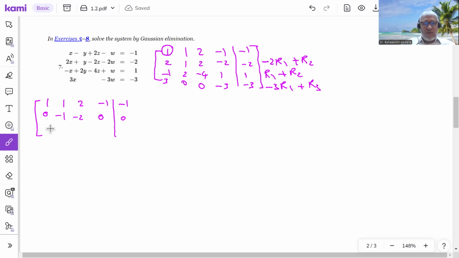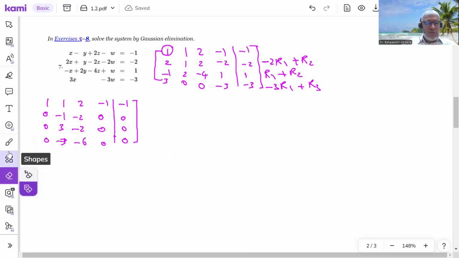R1 plus R2, 1 plus -1, 0, 1 plus 2, 3, 2 plus -4, -2, -1 plus 1, 0, -1 plus 1, also 0. The last row, -3 row 1 plus row 3. -3 plus 3, that's 0. -3 plus 0 is -3. -3 times 2, -6 plus 0, -6. -3 times -1 is 3 plus -3, that's 0. -3 times -1 is 3 plus -3, that's also 0.